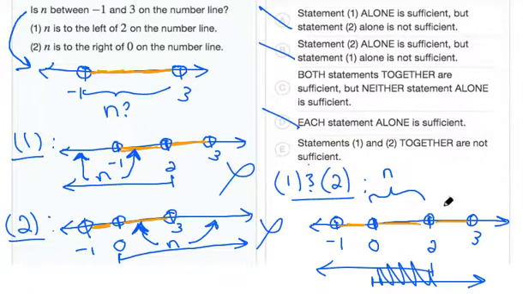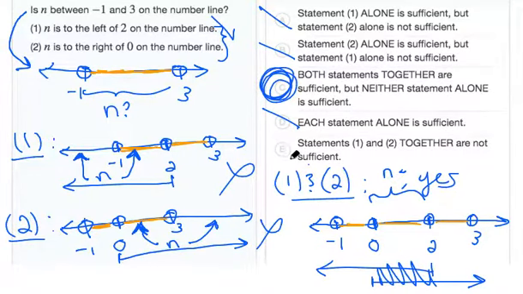And we can definitely answer that yes, n is going to be somewhere in between -1 and 3 if it has to be between 0 and 2. So the answer to this question would be yes, and both of the statements together would definitely be sufficient. So our final answer choice would be choice C. Both statements together are sufficient, but neither statement alone is sufficient, and we can eliminate answer choice E.